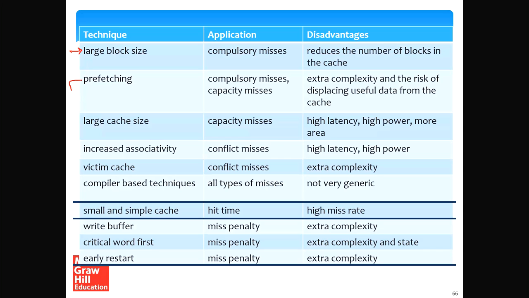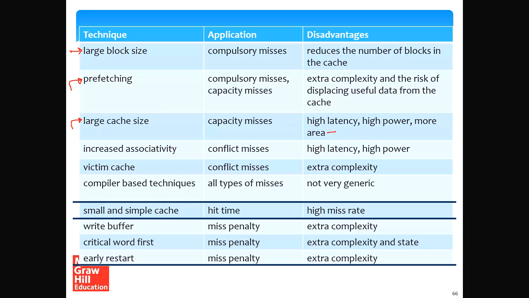Prefetching, both software as well as hardware, is a generic technique, very useful. It can be used to reduce actually all kinds of misses, but primarily capacity and compulsory misses. It is involved with a little bit of extra complexity, and it runs the risk of displacing useful data. But nevertheless, prefetching done wisely has its benefits. We can increase the cache size, this will reduce capacity misses. But larger is the cache, higher is its latency, higher is its power, and higher is its area. So that's the negative points.